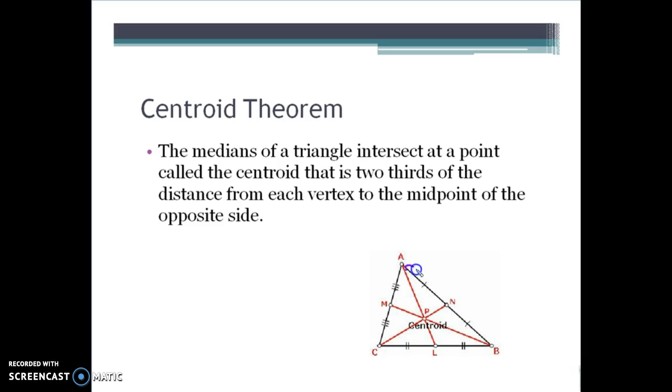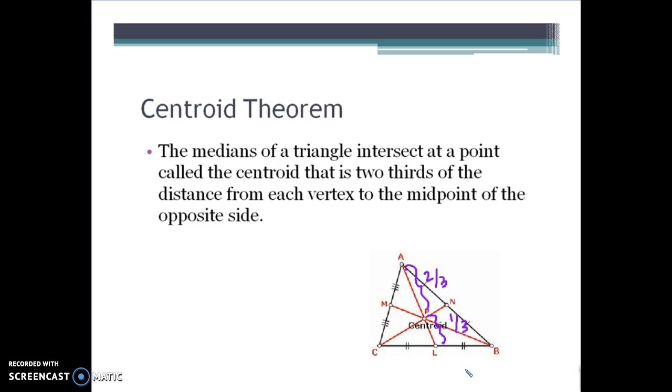So if this is 2/3, that means that this part is 1/3. It divides it into a ratio of 2 to 1 from the vertex to the midpoint. It's always vertex to midpoint. This means we're probably going to have to use our partitioning line segment from the last unit.